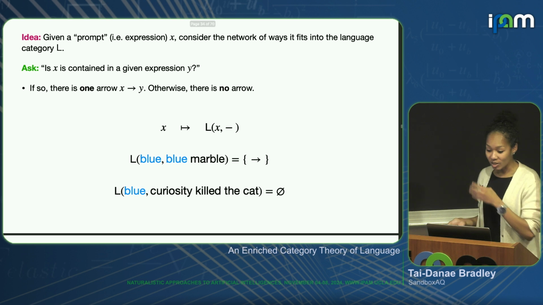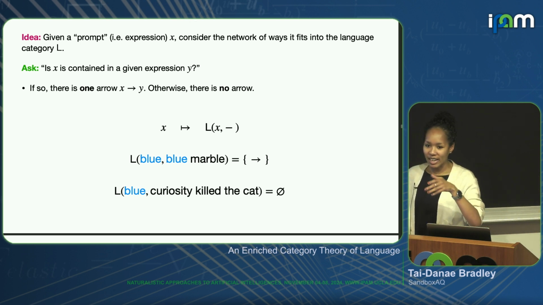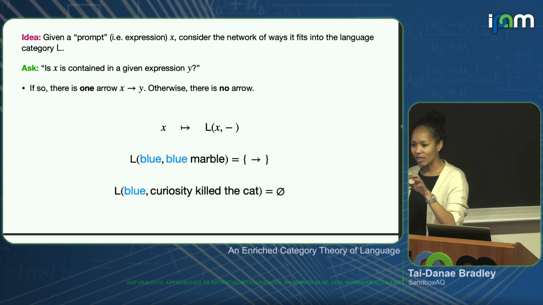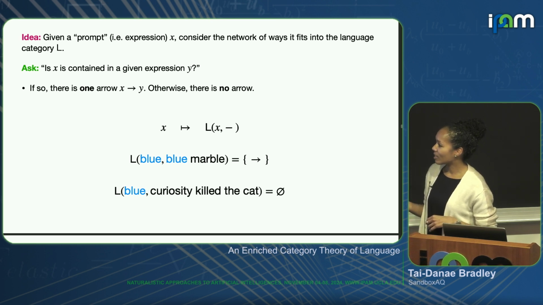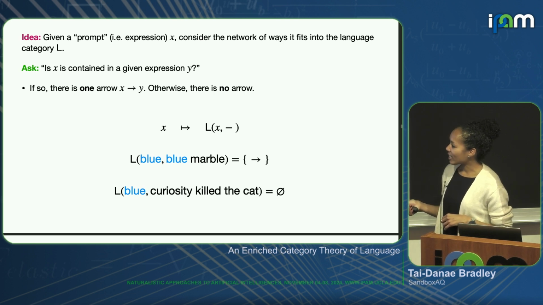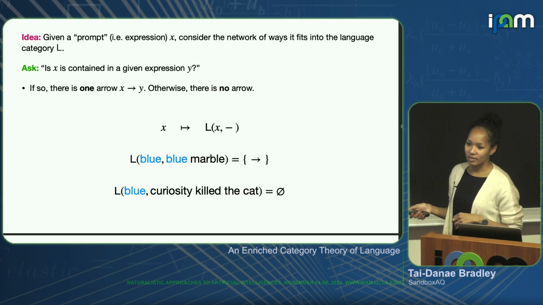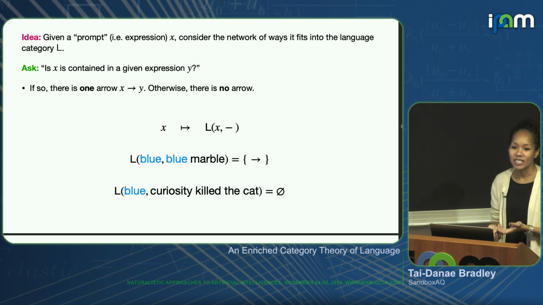As a concrete example, remember I'm denoting these sets by the name of the category, parentheses, string, comma, string. So for any expression x, it has its representable functor L(x, -). When x is blue, the value of this functor on the string blue marble is the set containing an arrow. And the value of this functor on any string not containing blue is the empty set. So this is an example of the functor that represents the word blue.